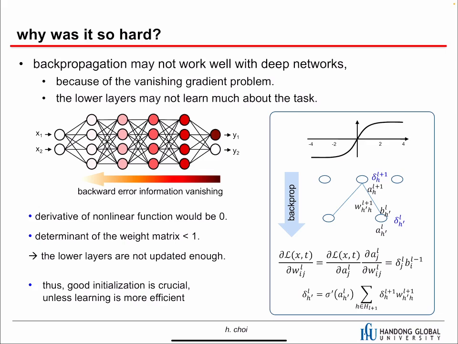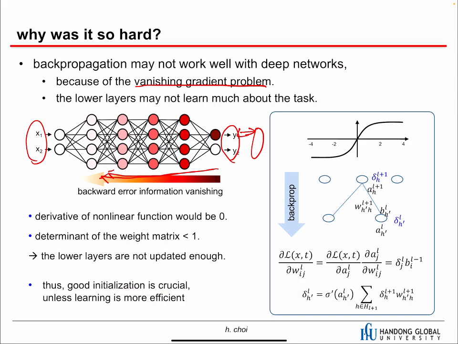The problem is in the backpropagation. Backpropagation may not work well with deep networks because there is a vanishing gradient problem, so the lower layers may not learn much about the task. Think about this one. These are input and these are output. From this output, let's say we are working on a supervised problem, so we have labels here. Based on this error, the error information goes down like this. But this error information vanishes as we go down.